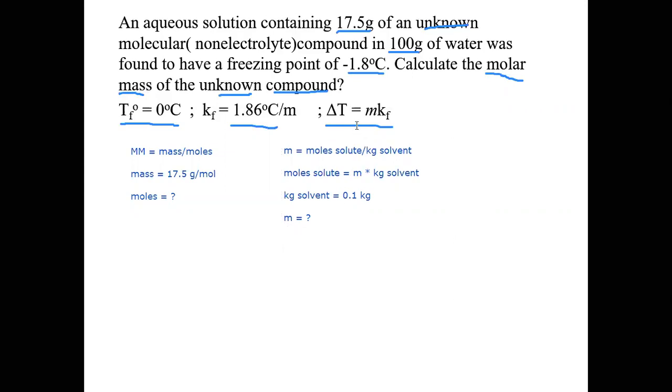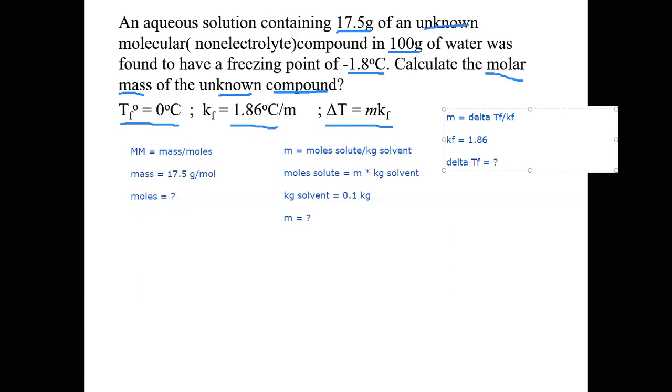So now in order to calculate molality, we look at this delta T equation. We know that molality equals delta TF divided by KF. Before that, do we know KF? The answer is yes, we know KF, 1.86. Do we know delta TF? The answer is no.